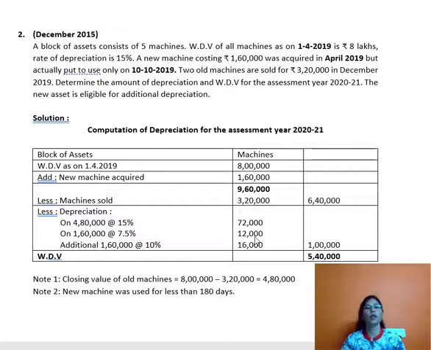So we get 12,000. And again, on this new machine of rupees 1,60,000, we have to charge additional depreciation, and the additional depreciation will be 10% instead of 20% because it is used for less than 180 days. So this is the total depreciation. If you add, you get 1 lakh rupees. So the written down value is 5,40,000.